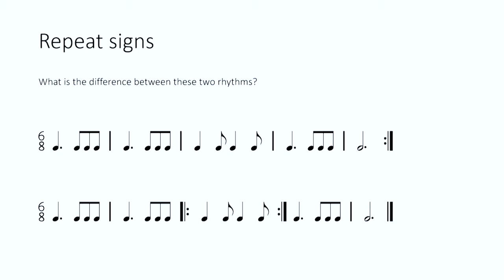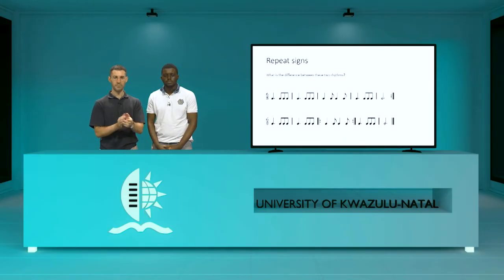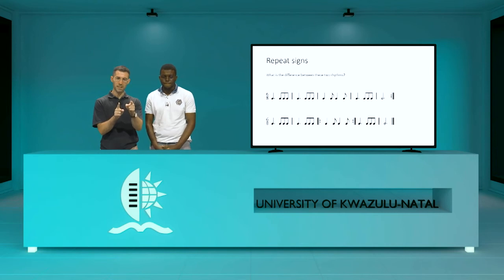Let me demonstrate. So here I'm starting at the beginning of the piece. Now I repeat, carry on. So only that one bar is repeated in this case because it has a repeat sign at the beginning and at the end.